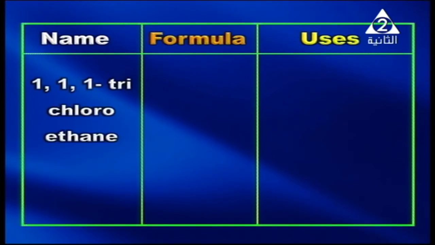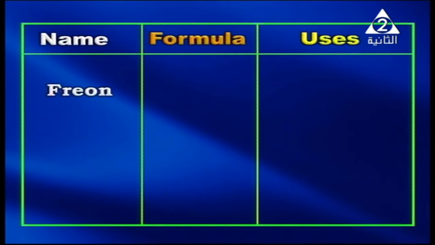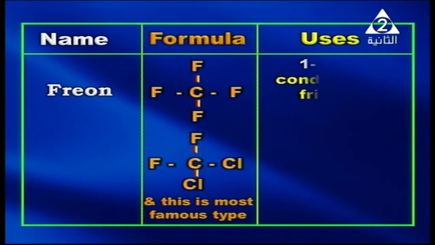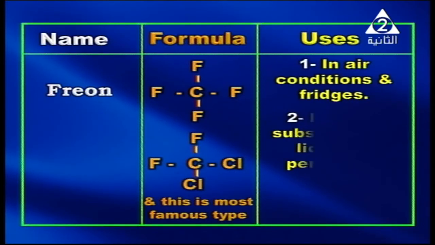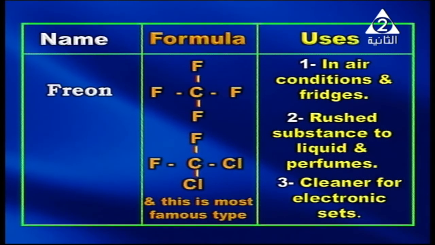Another compound, 1,1,1-trichloroethane, as shown by the structural formula on the screen, or CH3CCl3. Here it is used in dry cleaning. Another compound which is freon. The freon has examples, CF4 or CCl2F2, which is the most famous type. Its use is in air conditioners and fridges, as a propellant for sprays and perfume, and as a cleaner for electronic sets.